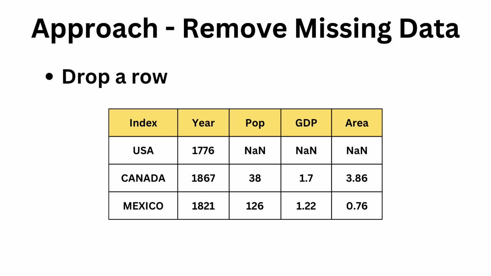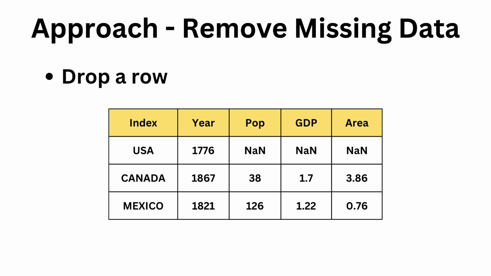So when should we think about dropping a row? Here we can see we have these countries. Each country is a row, and then we have features of that country, such as the year, population, GDP, and area. And in this particular situation, it probably makes sense to drop a row when a lot of information about that particular row is missing. So we can see here for United States, we only have the year. We're missing population, GDP, area.